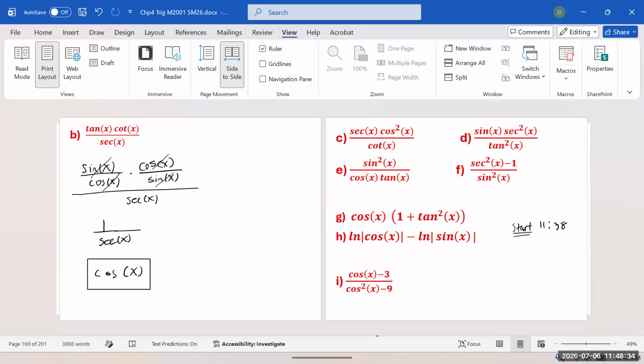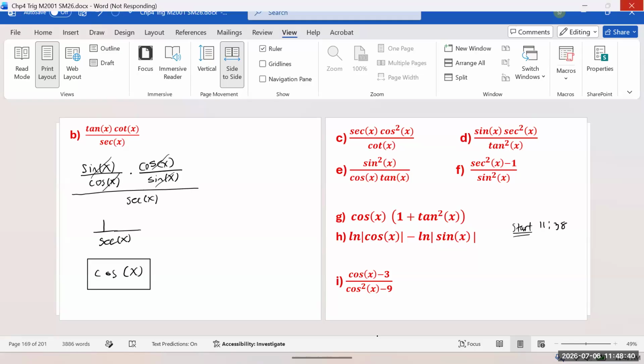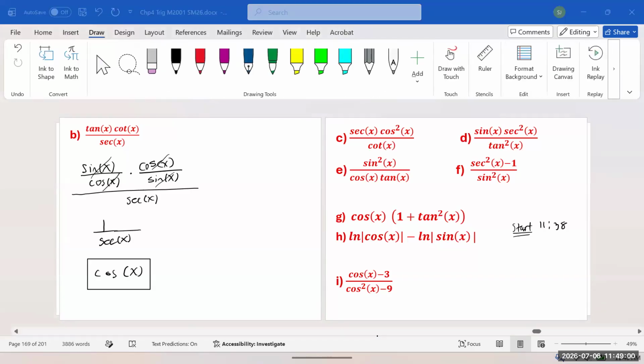So let's actually do them together so that we can finish everything today. Come on. Oh, that's why it kept crashing, because I had 200 pages. Wow.